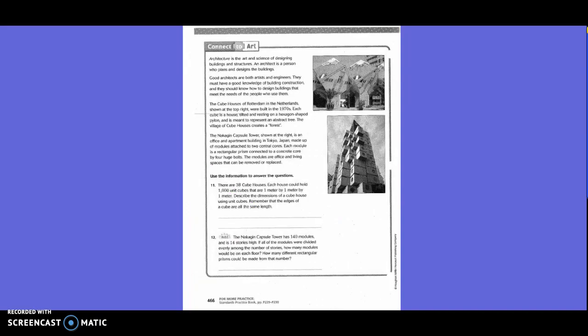Connect to art. Architecture is the art and science of designing buildings and structures. An architect is a person who plans and designs the building. Good architects are both artists and engineers. They must have a good knowledge of building construction, and they should know how to design buildings that meet the needs of the people who use them.